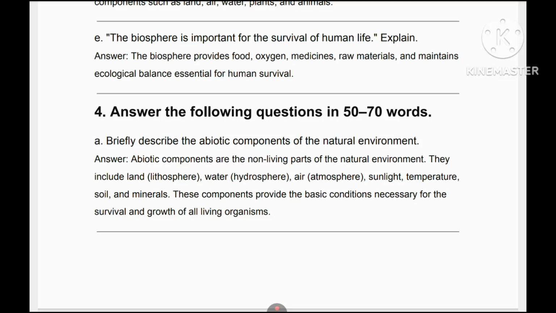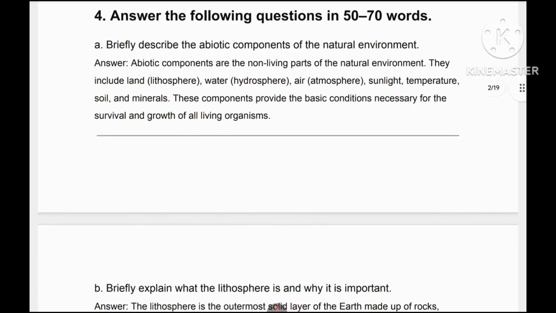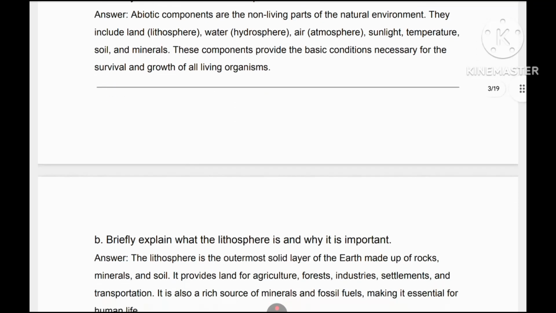Answer the following questions in 50 to 70 words. Briefly describe the abiotic components of the natural environment. Abiotic components are the non-living parts of the natural environment. They include land, lithosphere, water that is hydrosphere, air that is atmosphere and sunlight, temperature, soil and minerals. These components provide the basic conditions necessary for the survival and growth of all living organisms.